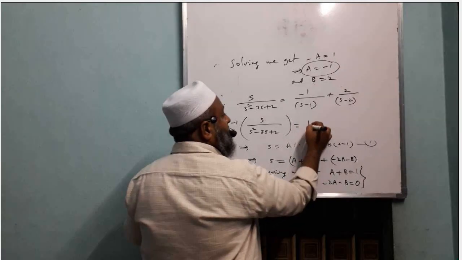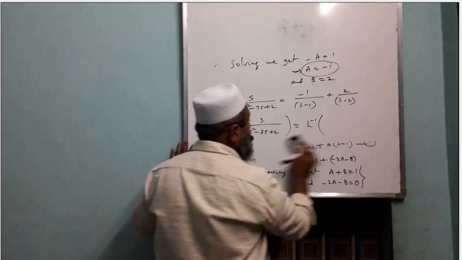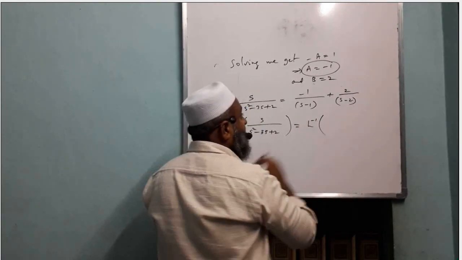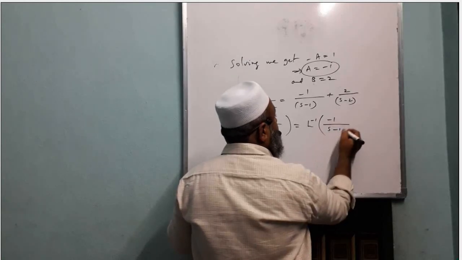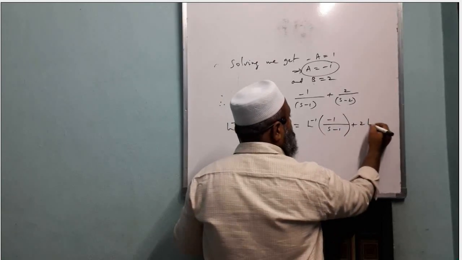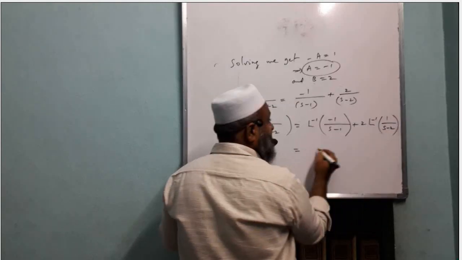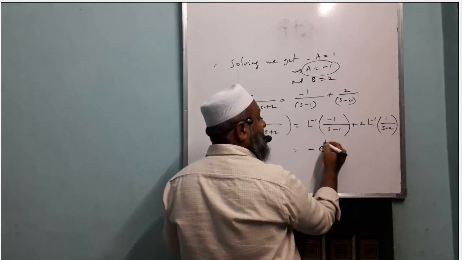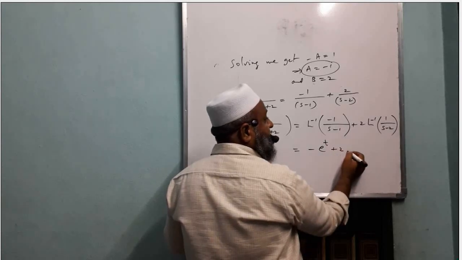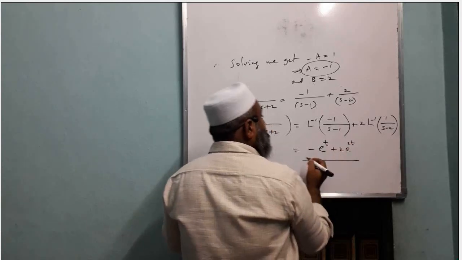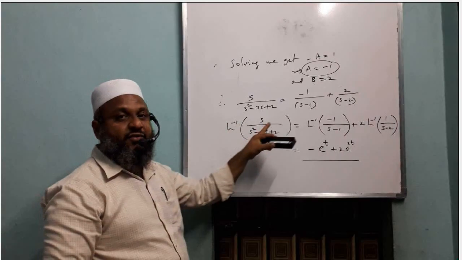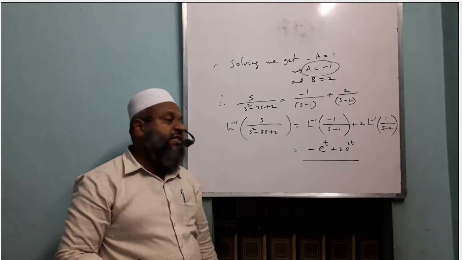So what comes now, that as per linearity property, this gets separated, and hence we are getting this step, minus L inverse 1 by s minus 1 plus 2 times L inverse 1 by s minus 2. So it is minus of e to the power of t plus 2 times of e to the power of 2t. This is the inverse Laplace transform for s by s square minus 3s plus 2.